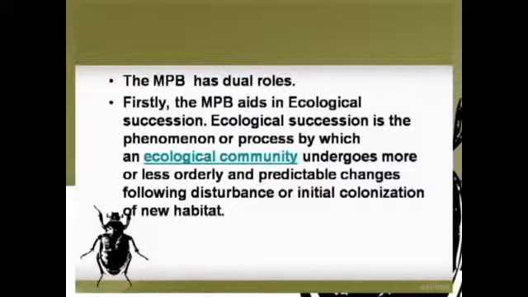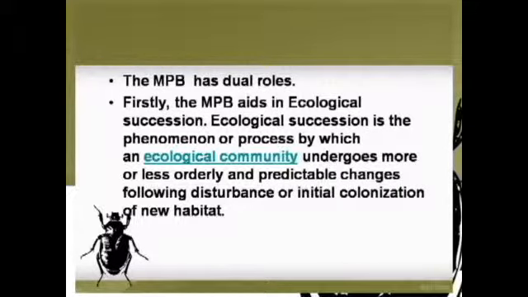Now, have you heard that term before? Ecological succession? Have you heard about it before? Okay. So, ecological succession is the phenomenon or the process by which an ecological community undergoes more or less orderly and predictable changes. What the mountain pine beetle does, students, it destroys the mountain pine forest. It breaks down the old, stressed, tall mountain pine forest trees, those that are mature. When it breaks down those pine forest trees, when they disintegrate back into the soil, they release carbon and they also release nutrients to the soil.